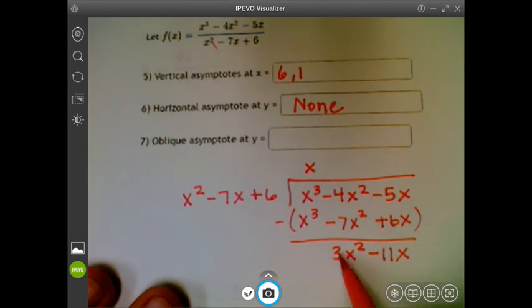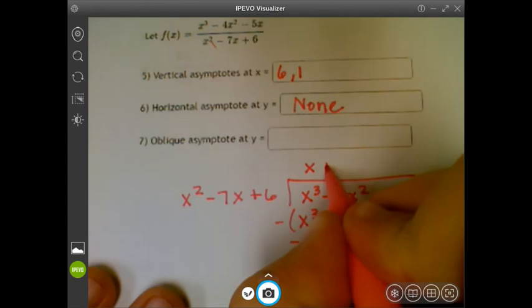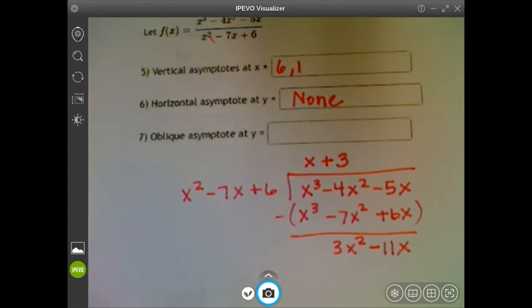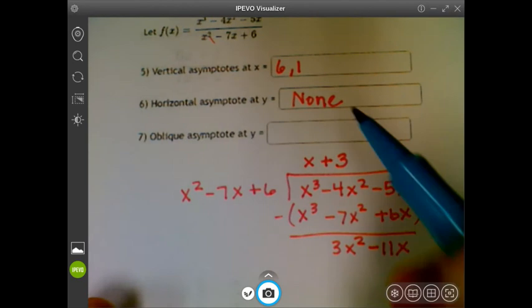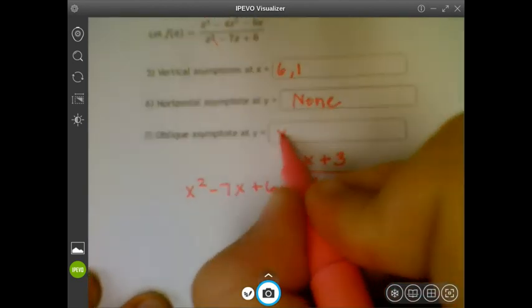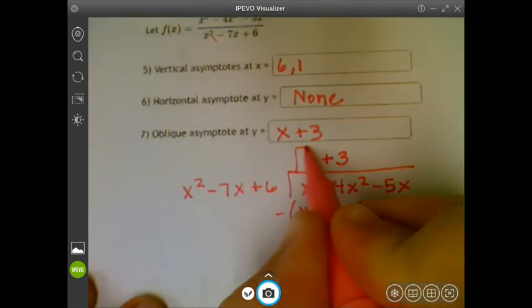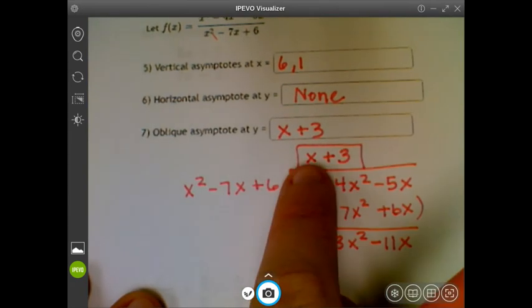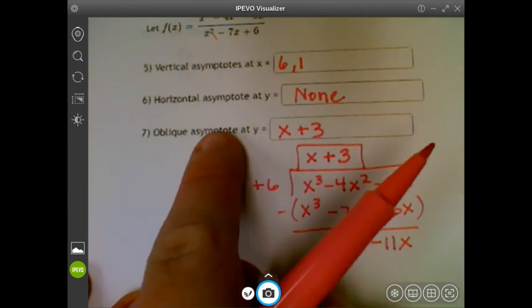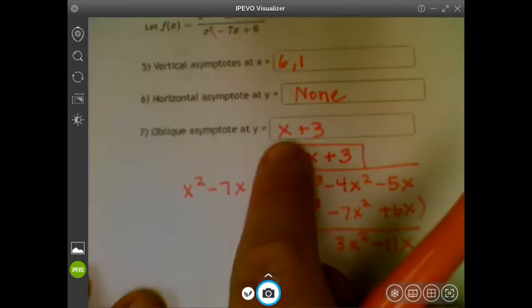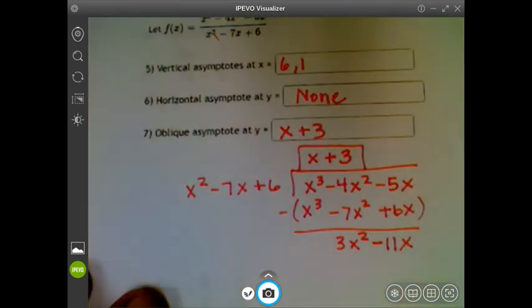x squared times what is 3x squared? Well, that is times plus 3. And then technically you can stop here. And your oblique asymptote is just x plus 3, what's up here at the top. And I know I can stop it because this is the equation of a line. So an oblique asymptote is a line, a diagonal line. And so x plus 3 is the equation of a diagonal line.